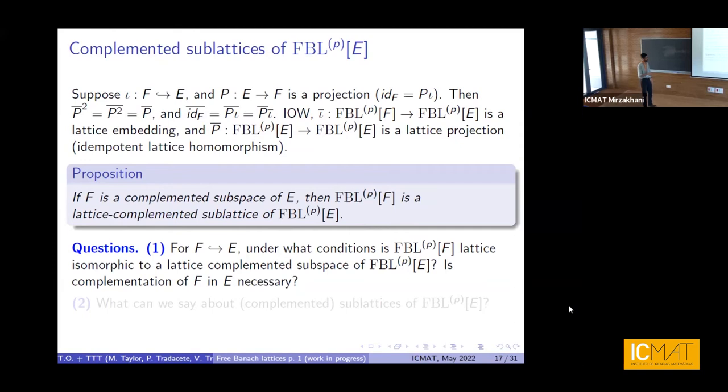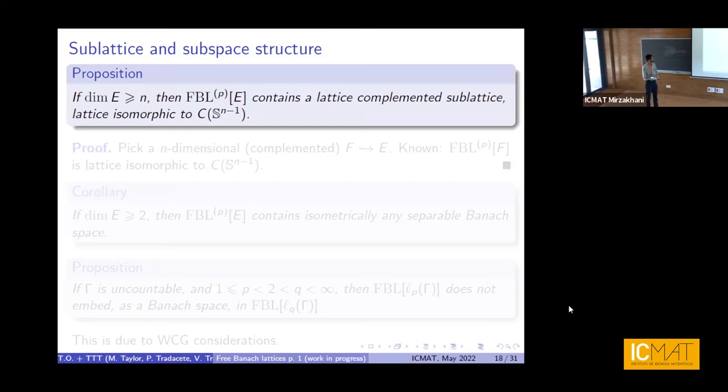The second question is something about which we know more. What can we say about the sublattices of the free Banach lattice of E? So what can we find there? Or more generally, what do we know about the subspace and sublattice structure of a free Banach lattice? The first observation is that if E has dimension greater than or equal to n, then FBL^(P)[E] contains a lattice complemented sublattice which is lattice isomorphic to the space of continuous functions on S^(n-1), the unit sphere in R^n.